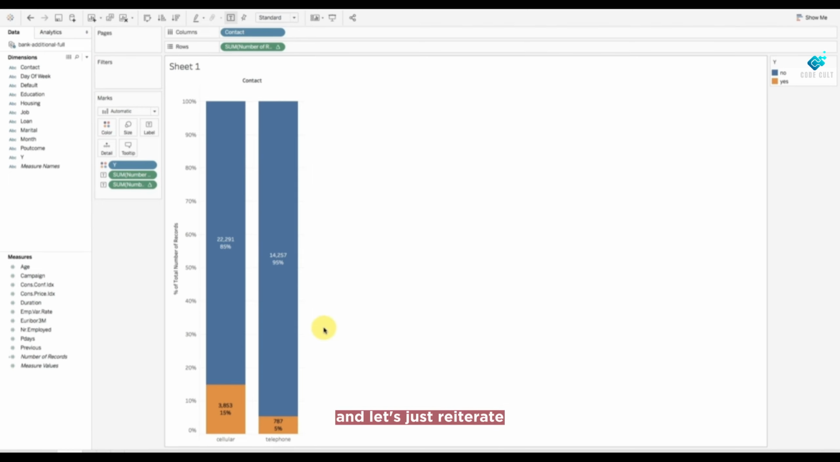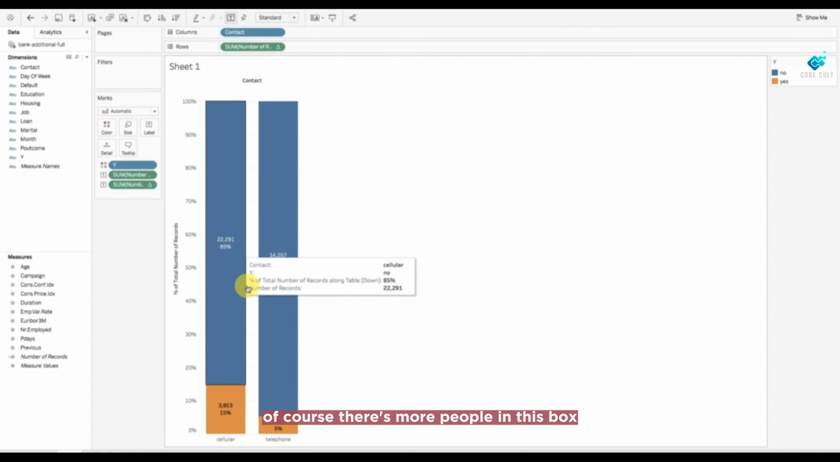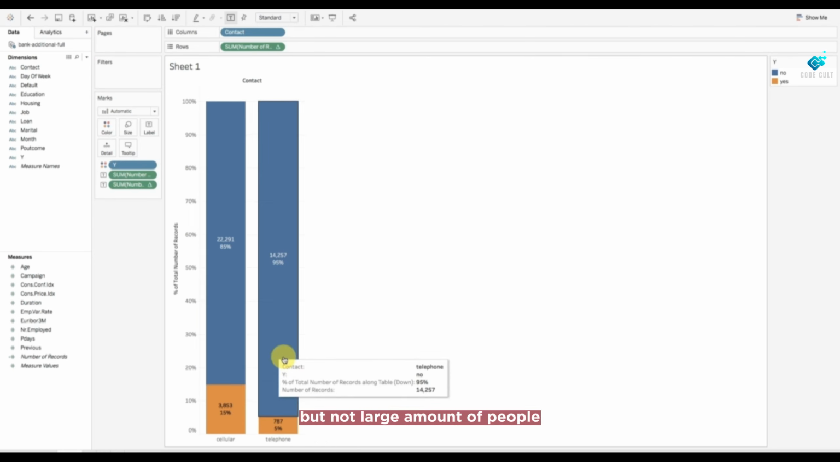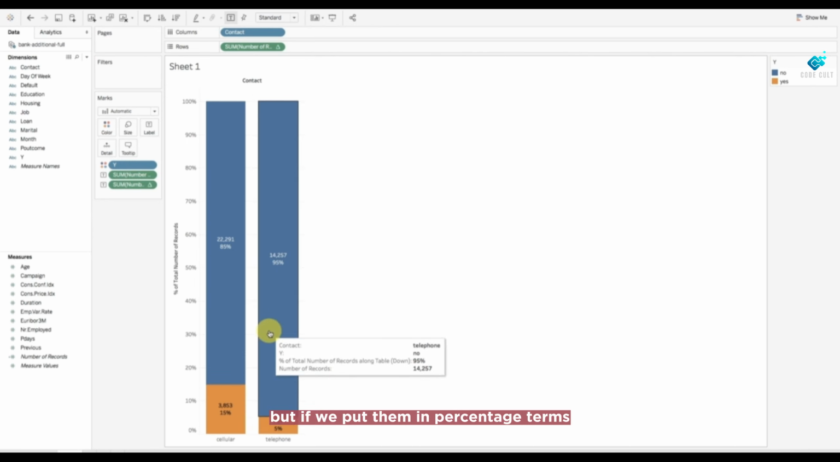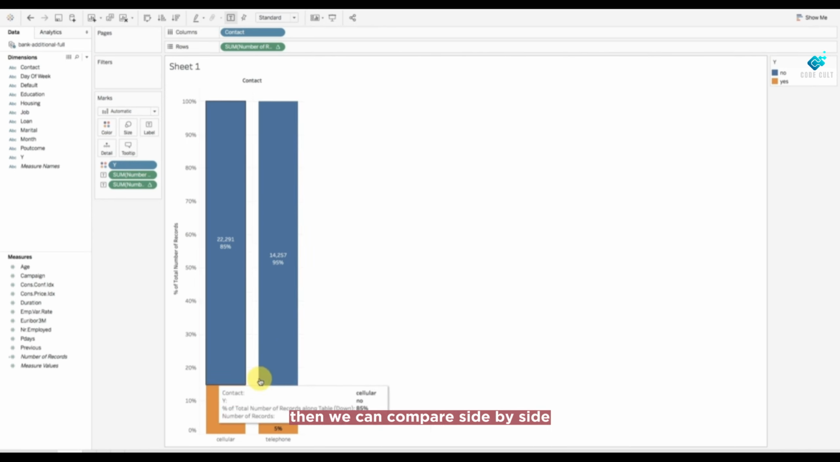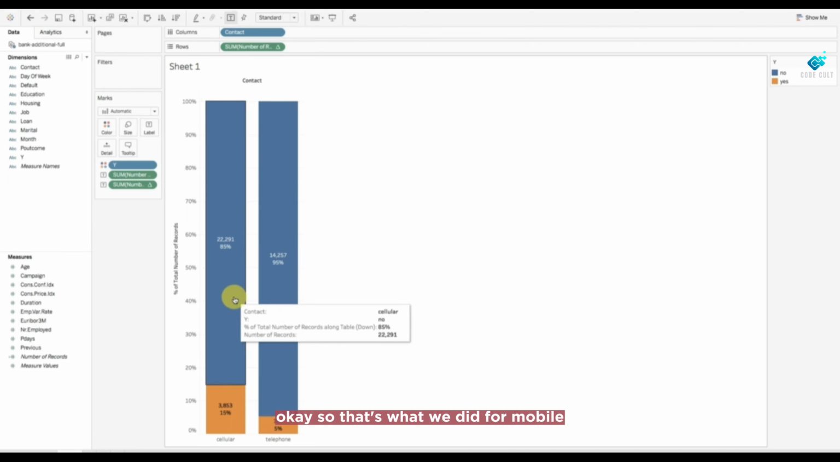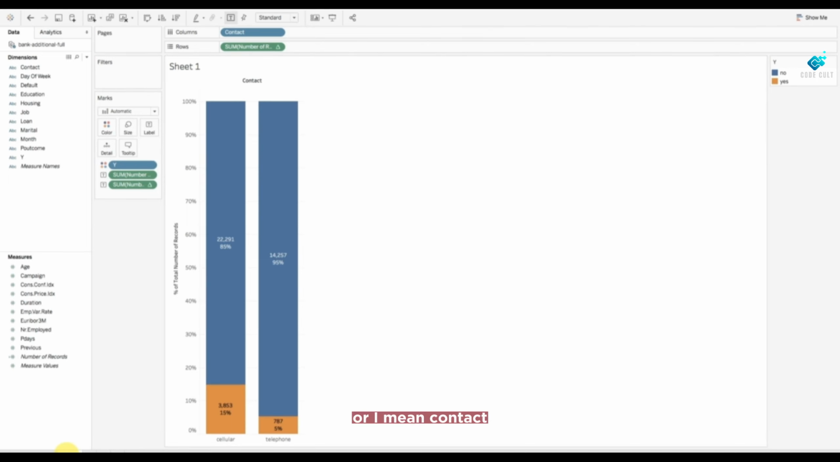And let's just reiterate, the key here is that we put these into relative terms rather than absolute. So in absolute terms, of course, there's more people in this box. There's 22 plus 3,000, whereas there's only 14,000 plus 700 here. So a larger amount, but not a larger number of people. But if we put them in percentage terms, then we can compare side by side. Okay, so that's what we did for contact, right?